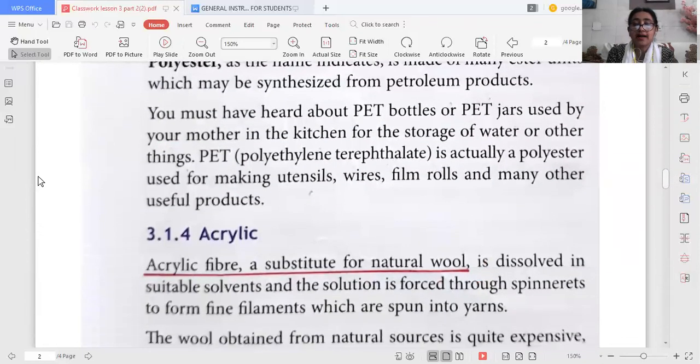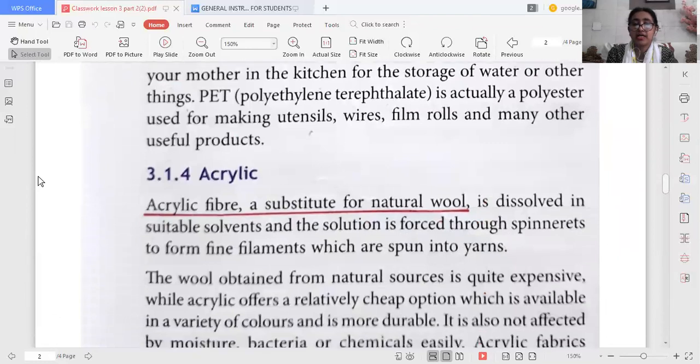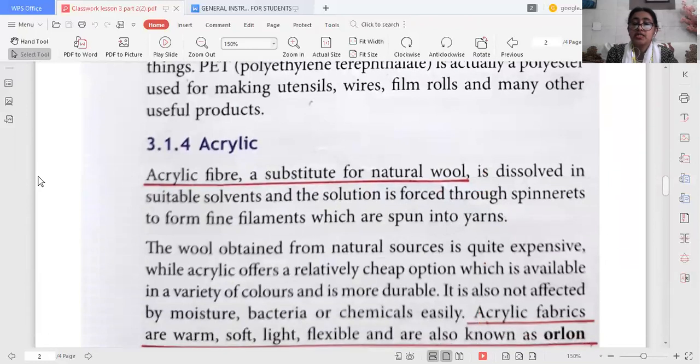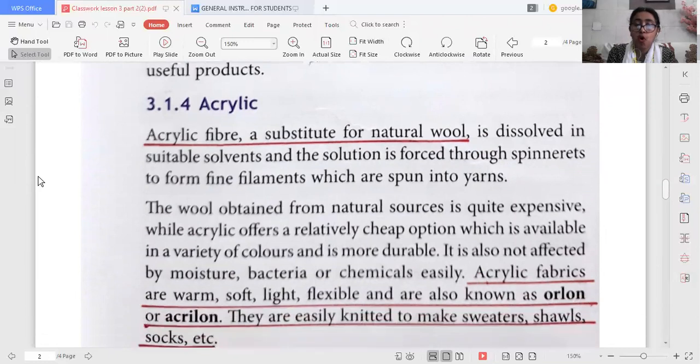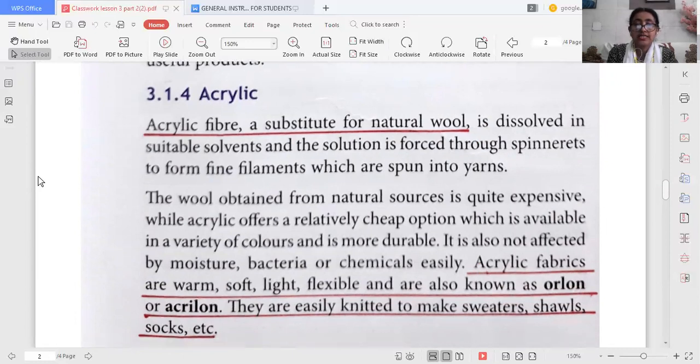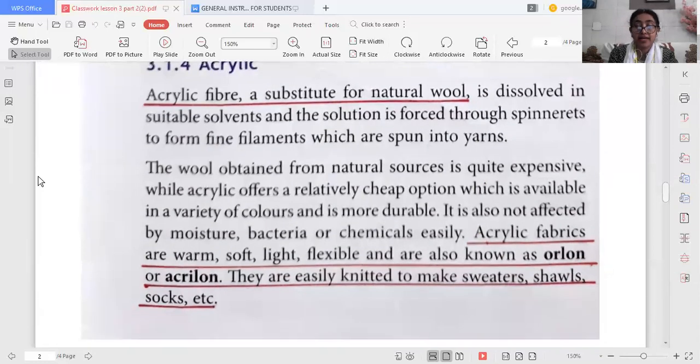Now comes acrylic. Now, what is acrylic? Acrylic fiber is a substitute for natural wool. Acrylic fabrics are warm, soft, light, flexible, and also known as Orlon and Acrilan. And they are easily knitted to make sweaters, shawls, and socks. This is all about acrylic.